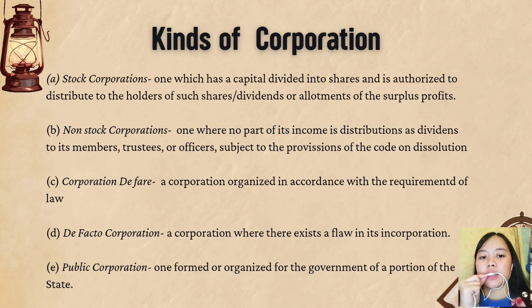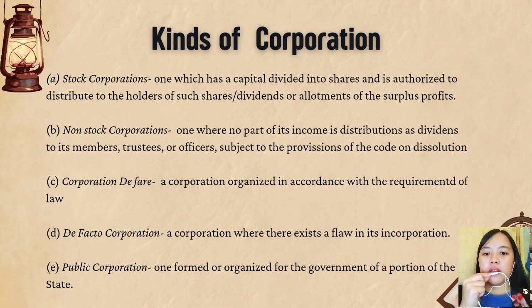Next is kinds of corporation. First is stock corporations. One which has a capital stock divided into shares and is authorized to distribute to the holders of such shares dividends or allotments of the surplus profits. So, a stock corporation is a business entity that has capital stock divided into shares, issues stocks to shareholders who have ownership rights, and operates for profit with earnings distributed as dividends. Examples for that are Jollibee Foods Corporation, SM Prime Holdings, and Ayala Corporation.